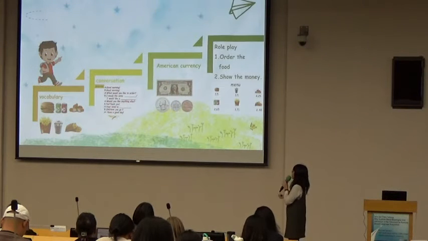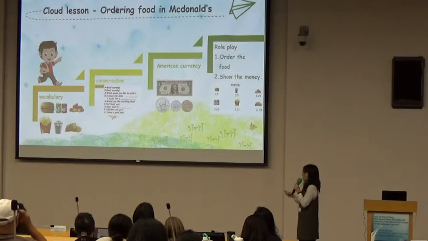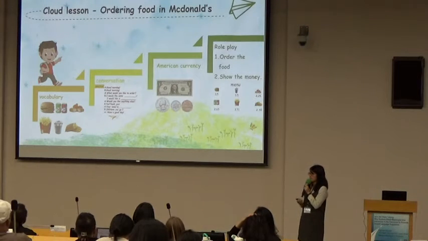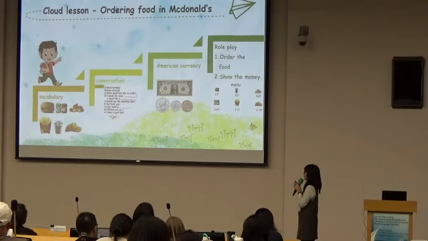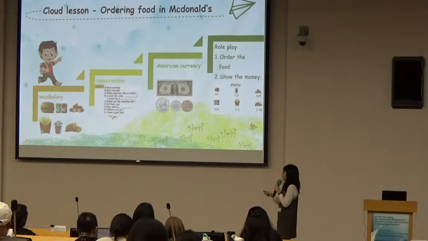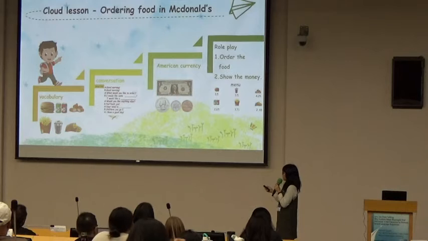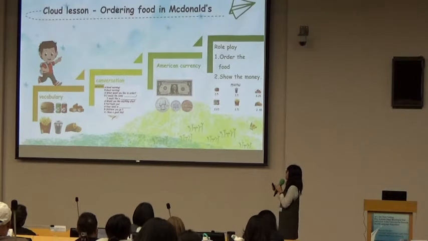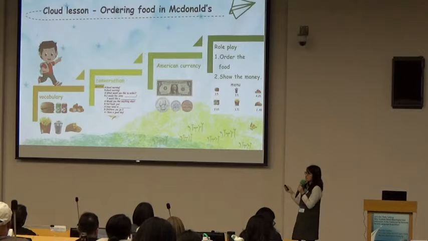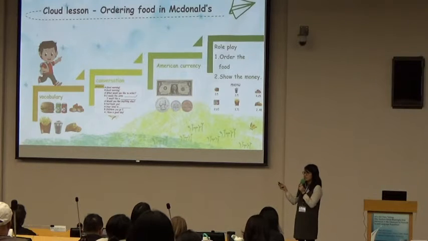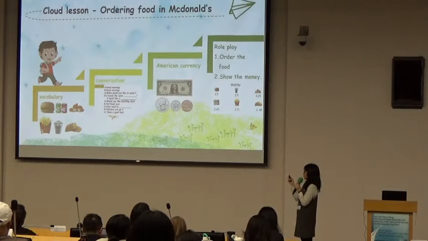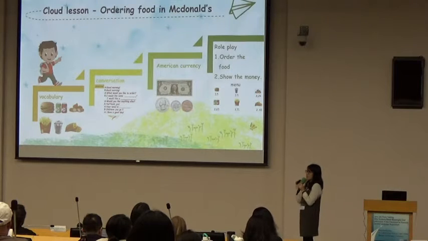So I would like to share some club lessons we did with Christy. First, this is ordering food in McDonald's. For the first part, we choose some vocabulary. And the second part is the conversation, so students need to practice this conversation. A is for waitress, and B is for guest. So students are B.